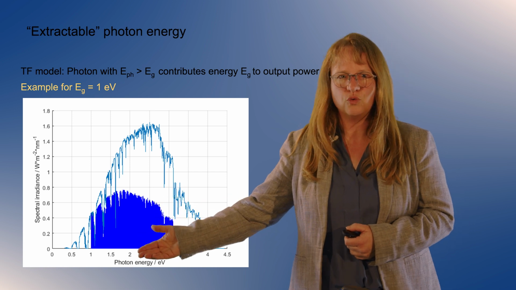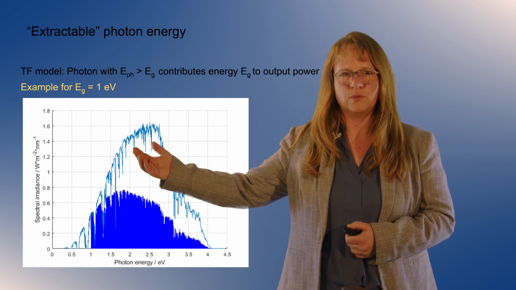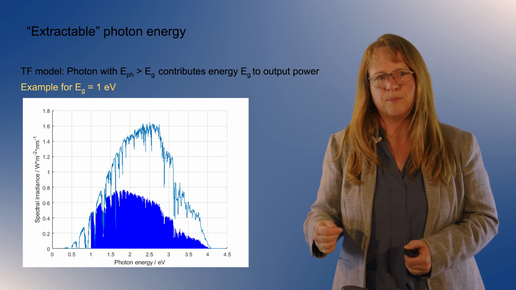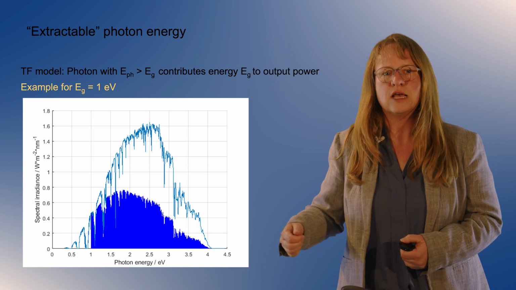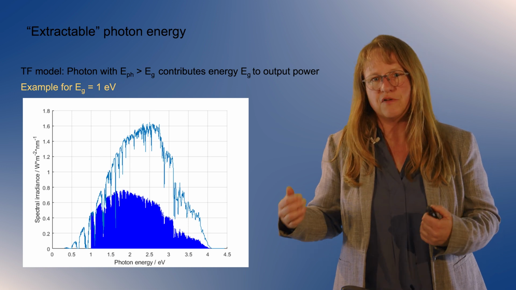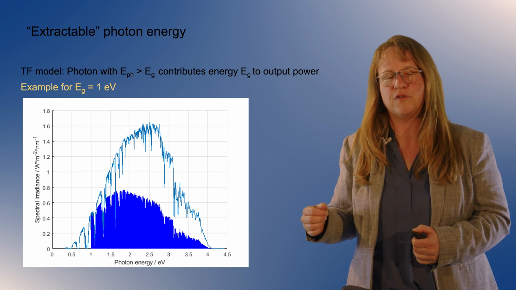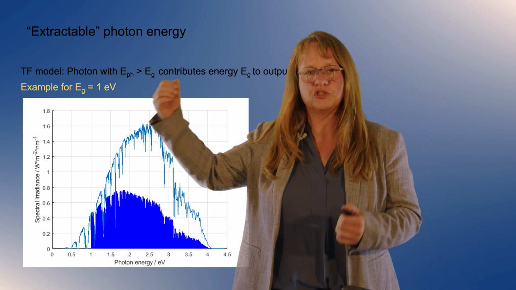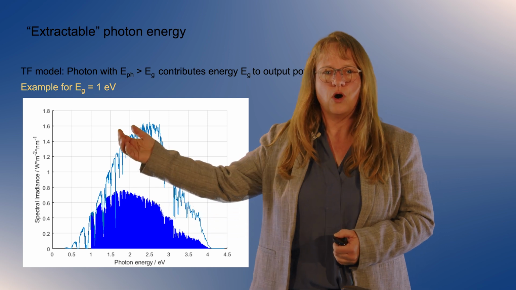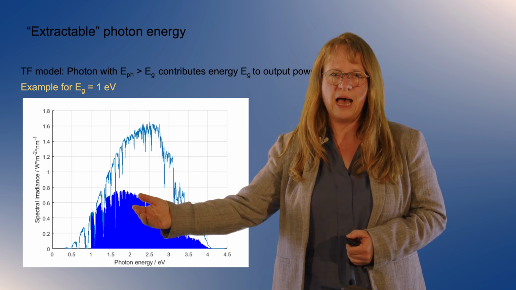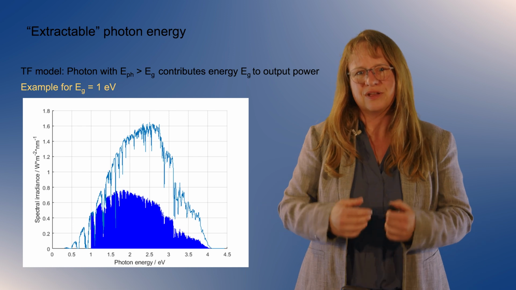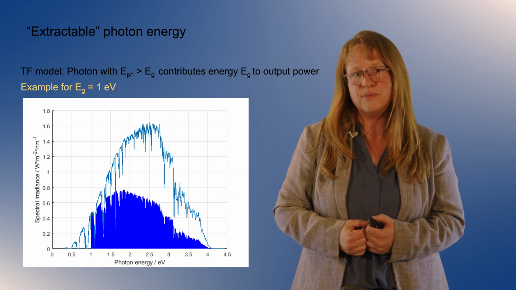At a photon of 2 electron volts, that was about 1.4 watts per meter squared per nanometer as the spectral irradiance, we can only use half of that for electricity generation, because 1 electron volt is thermalized right away. So at 2 electron volts, only half of the energy, or the power integrated over time, can be used.